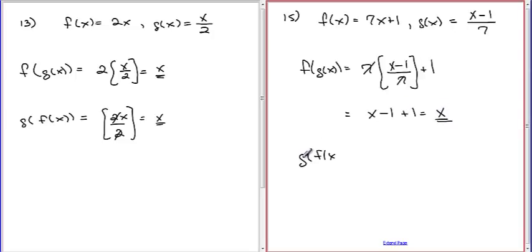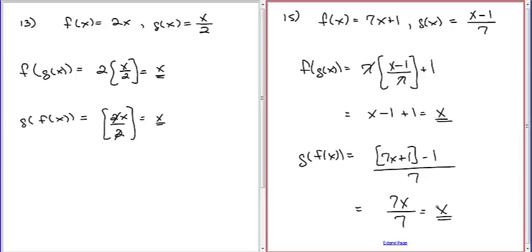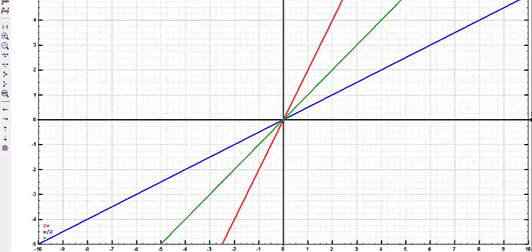G of f of x. So there, what we do is we're going to plug in 7x plus 1 for x. Then we subtract 1, and then we divide the whole thing by 7. So if we take the parentheses away and we cancel out the 1's, because there's a plus 1 and there's a minus 1, you end up with that, and the 7's become 7 over 7 is 1, so you get x. So that shows algebraically that they are inverse functions.